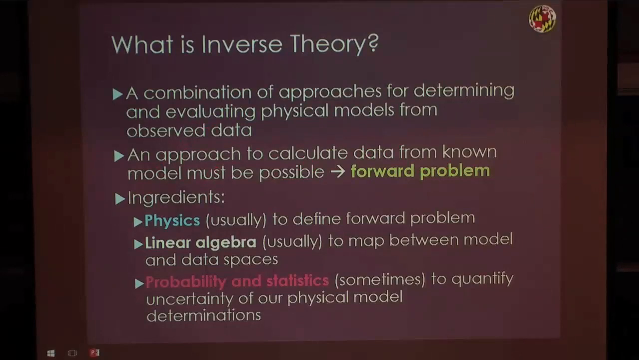So in other words, whatever that model may be, it might be seismic velocities in the Earth, or it might be some geochemical process, you need to be able to predict what you should observe if that were the case, or if that model was known. And the ingredients are usually physics, although not necessarily, and that's not meant to be a joke. We usually define the forward problem using physics, but sometimes we don't know what the physics is.